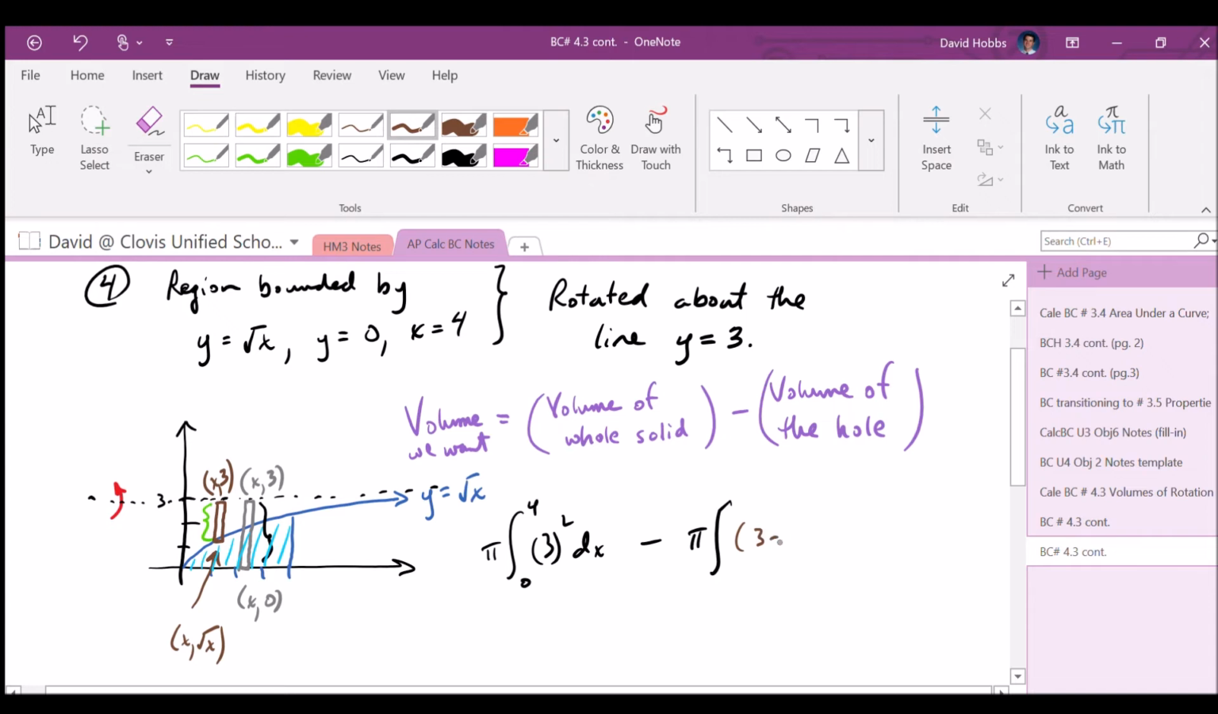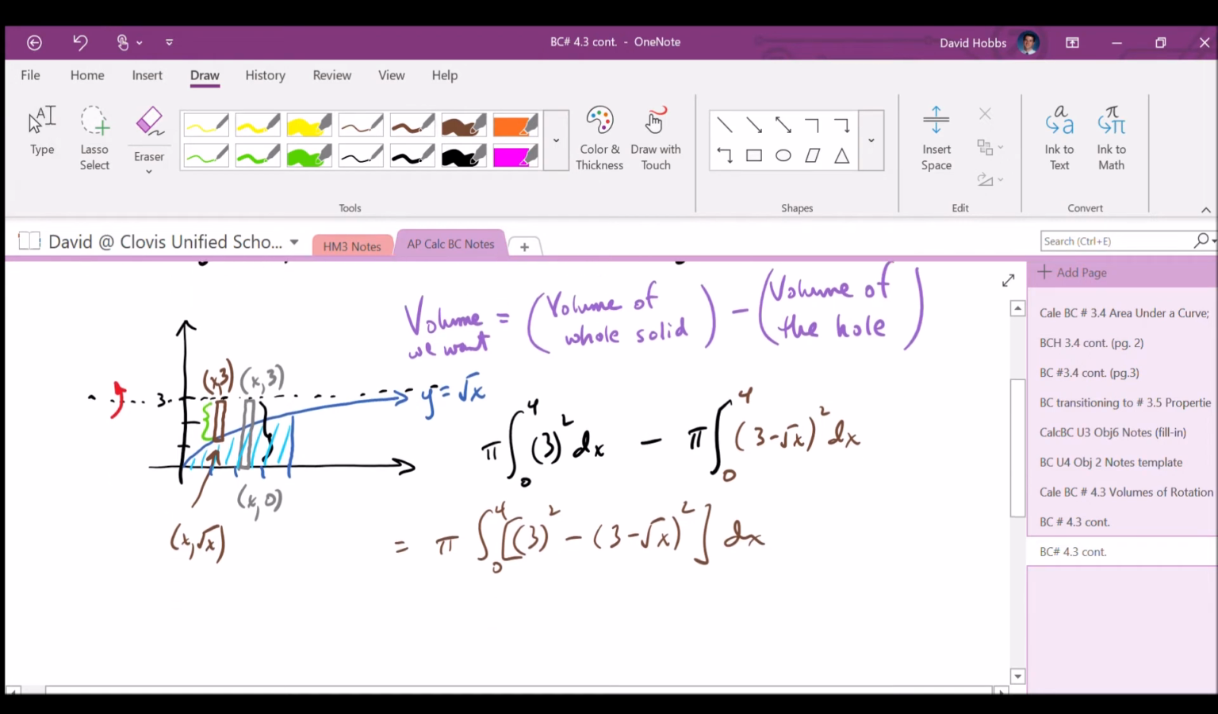Pi times the integral of 3 minus root x squared dx. And again, those rectangles would be going from x equals 0 to x equals 4 as well. Okay, now what do we notice? Well, first off, there's a GCF of pi, and there's a definite integral from 0 to 4 for both of those. Because of that, we can combine these two. So I've got 3 squared minus (3 minus root x) squared, and then all of that with respect to x.